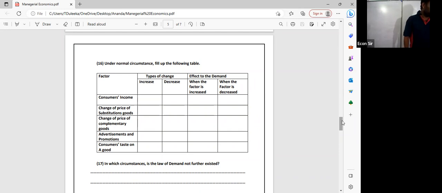Types of change. Consumer income increase. When the consumer income increases, what happened? When the factor is increased, what is the effect to the demand? When the customer's income increases, what happened under normal circumstances?